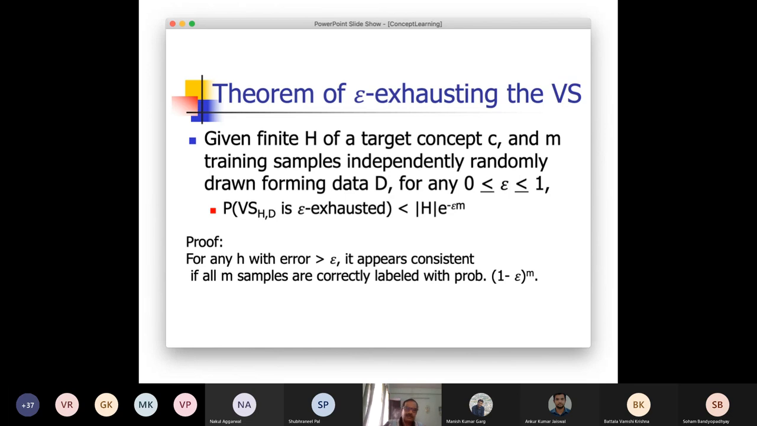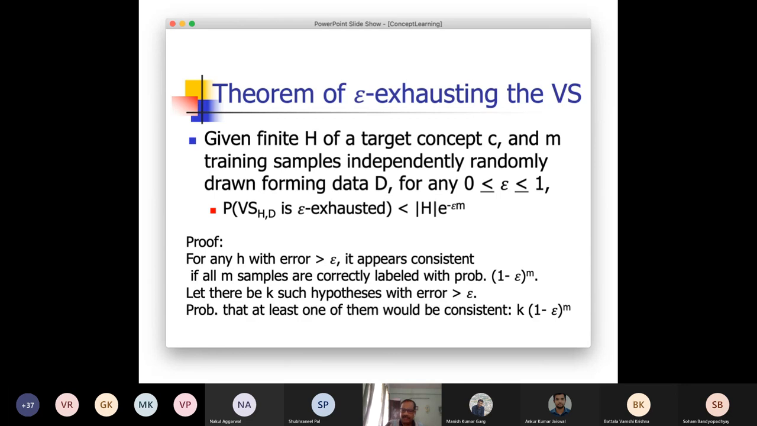Okay. So in that case, consider that in your hypothesis space there are k such hypotheses whose true error is greater than epsilon. So the probability of choosing any hypothesis from those k that would become consistent, but whose true error is greater than epsilon, would be k times 1 minus epsilon to the power m.